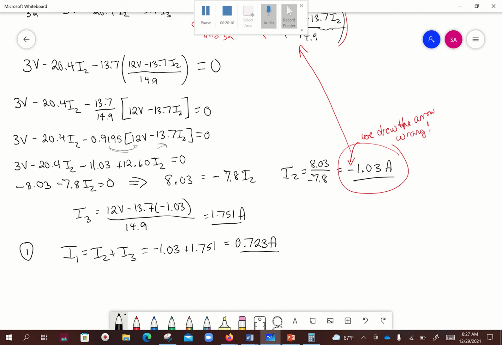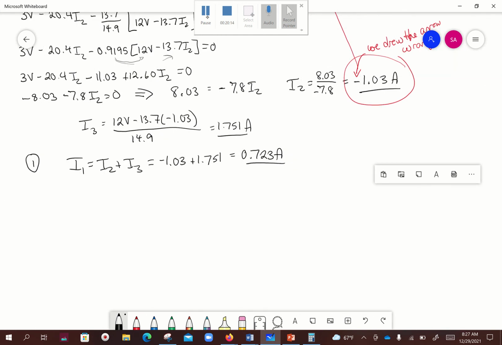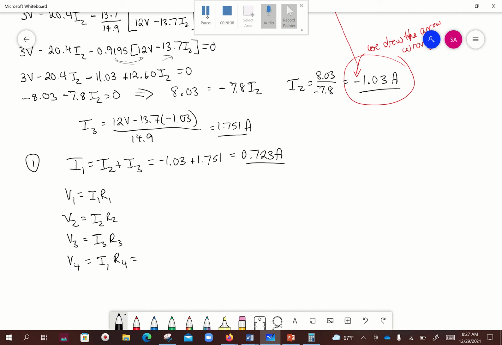The last thing it asked us to do was to find the voltages across each one. To do that, we can just use Ohm's law. So V1 equals I1 R1, V2 equals I2 R2, and we have 4 resistors, so we're going to do that. V3 has a current of I3 going through it, and V4, if you look at the picture, R4 had a current of I1 going through it.